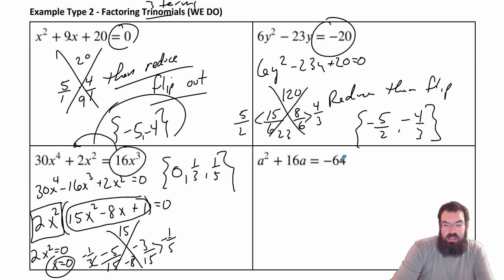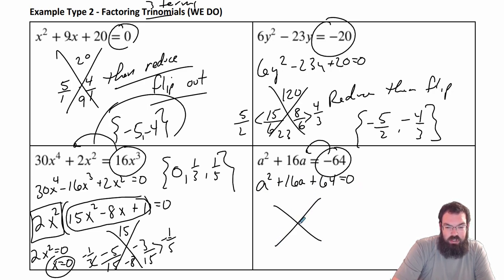Last one. And then you have some more to do. Bring this over. I get a squared plus 16a plus 64 equals 0. I cannot factor. There's nothing in common. So I get 64, 16, 8, and 8. I divide by a, which is 1. Flip out. My answer is -8.